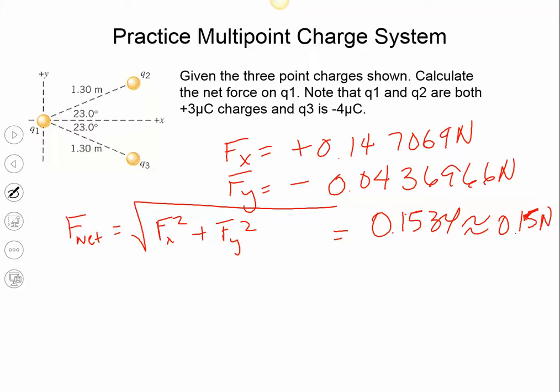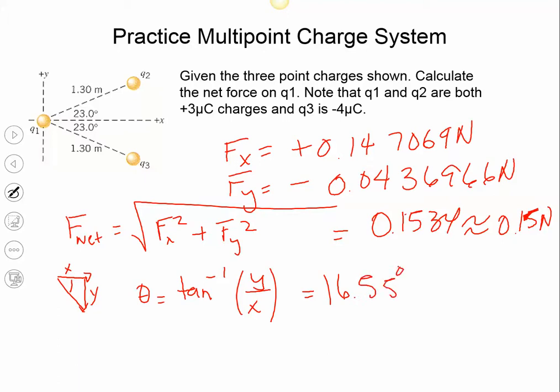newtons. Okay, that's the magnitude, but don't forget I need the direction. Remember the direction, I find the inverse tan. So here's my F of x and here's my F of y, and I find the opposite over adjacent, so theta, my direction, is equal to the inverse tan of y over x. Alright, and so if you plug that in, then you should get 16.55 degrees south of east, or 343 degrees.